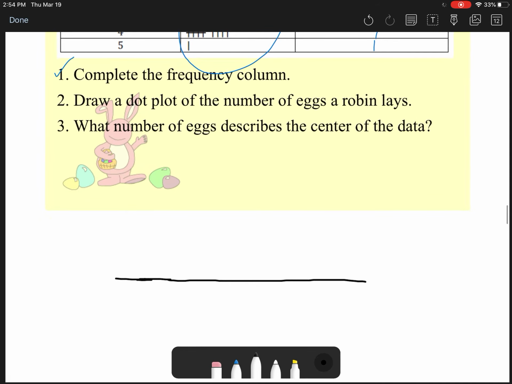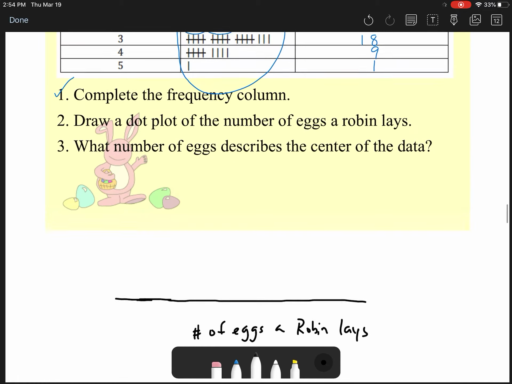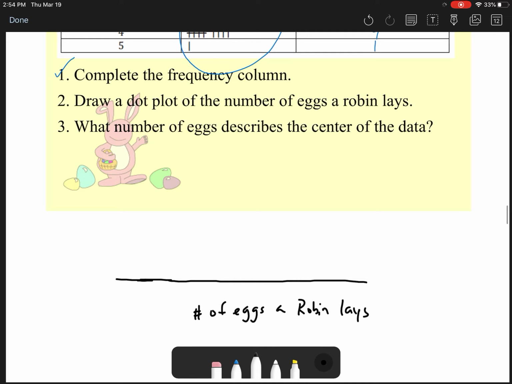Okay, so I'm gonna set this up and write the number of eggs a robin lays. All right, that should be lowercase.